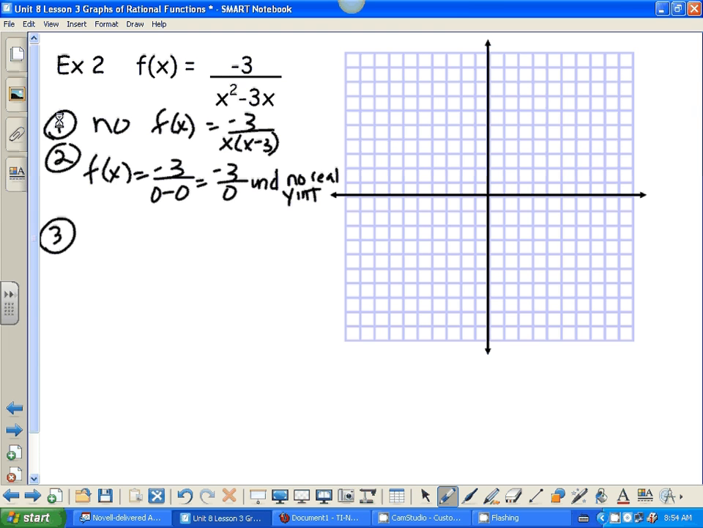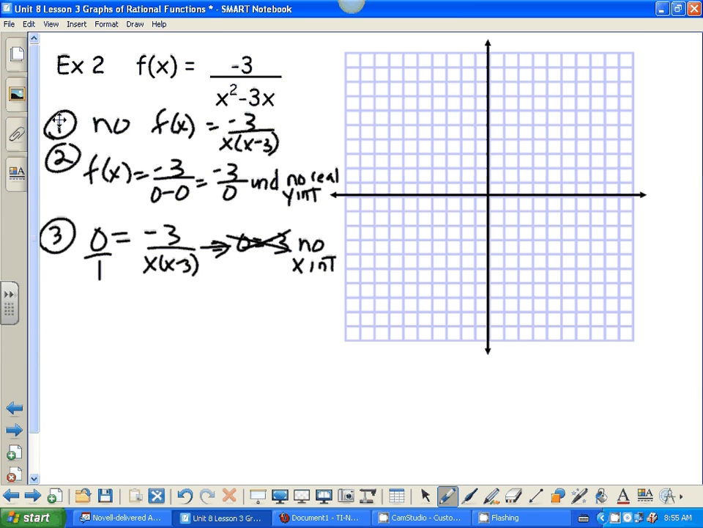Step 3, let's try to find x-intercepts. So when I set -3 over x times x minus 3 equal to 0, I end up with 0 equals -3. Again, this doesn't make any sense. 0 does not equal -3, so this doesn't mean that the graph is undefined. It means that there are no x-intercepts. This graph never crosses the x-axis. This graph doesn't ever cross the y-axis.